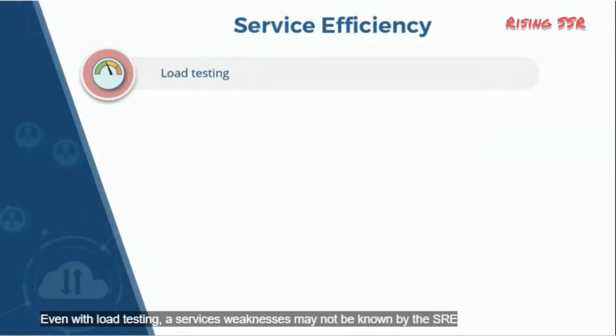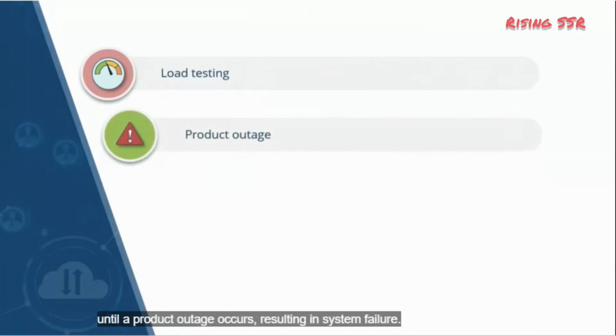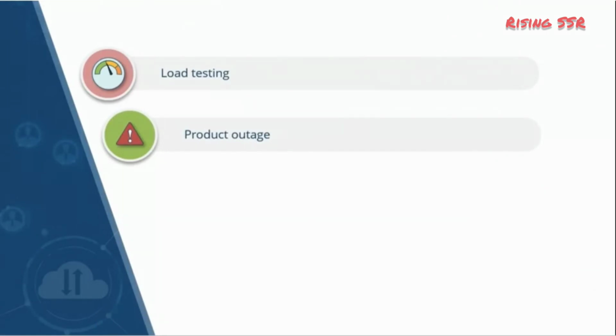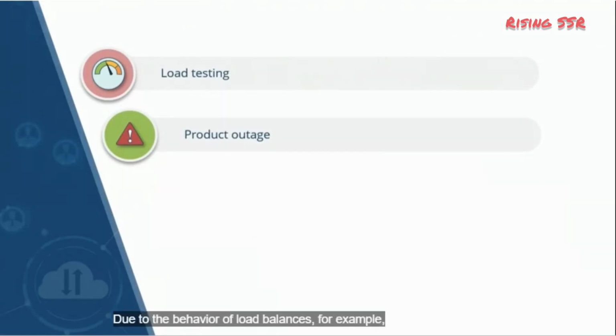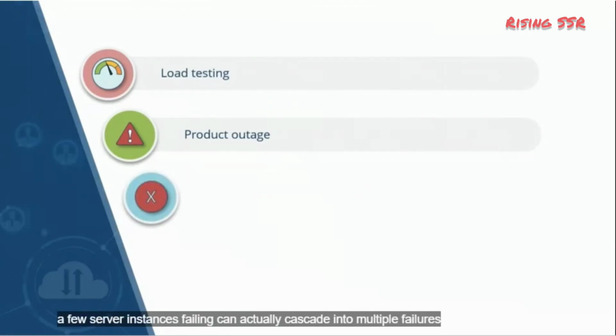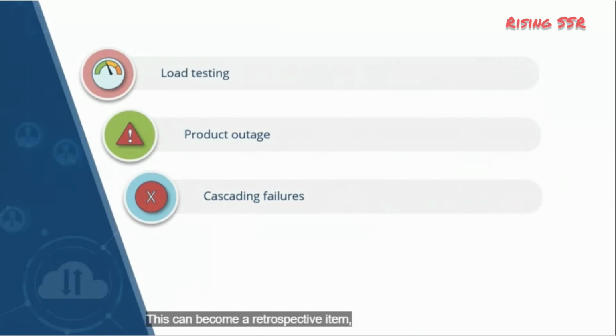Even with load testing, a service's weaknesses may not be known by the SRE until a product outage occurs, resulting in system failure. Due to the behavior of load balancers, for example, a few server instances failing can actually cascade into multiple failures, as the load balancer redirects traffic and overloads other instances. This can become a retrospective item where the SREs must determine how to avoid any future occurrences.